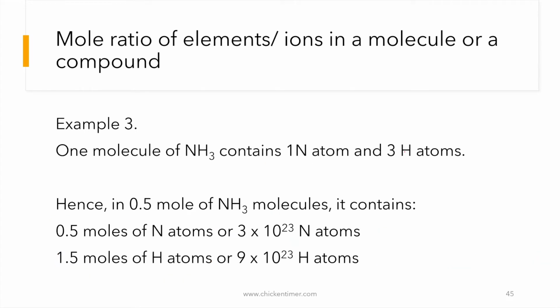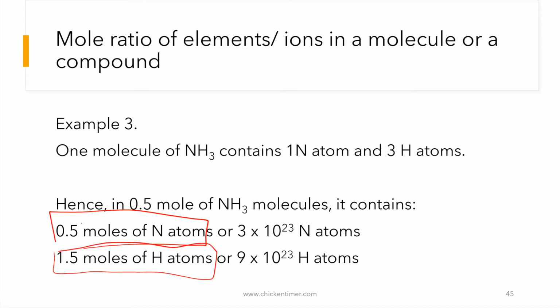Okay, next one. So you have 1 molecule of ammonia containing 1 nitrogen and 3 hydrogen atoms, right? So then 0.5 moles of ammonia contains 0.5 moles of nitrogen and 3 times of that, so it's 1.5 moles of hydrogen.